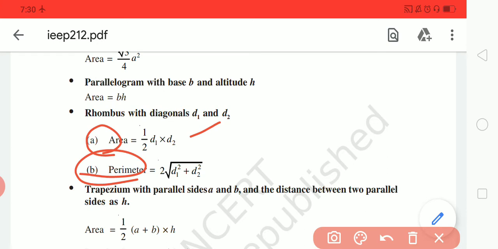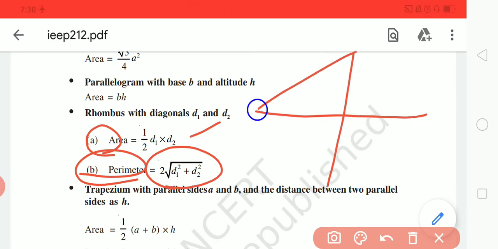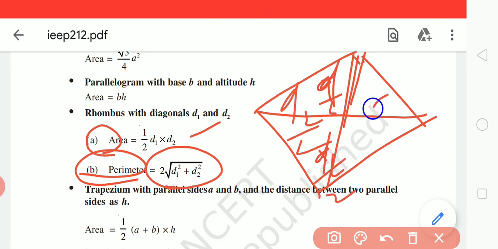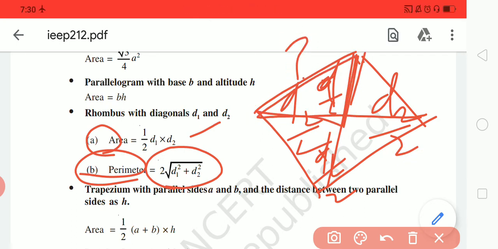The perimeter is also asked. You can find the perimeter; you know that it is 2 times the square root of d1 square plus d2 square. How can you find this? This is the rhombus, right? If you are given only the diagonals, half of a diagonal you will take here and half is here. This is d1 by 2, this is also d1 by 2, this is d2 by 2, and this is also d2 by 2. You can find this side from here, and the sum of all the sides will be this, right?